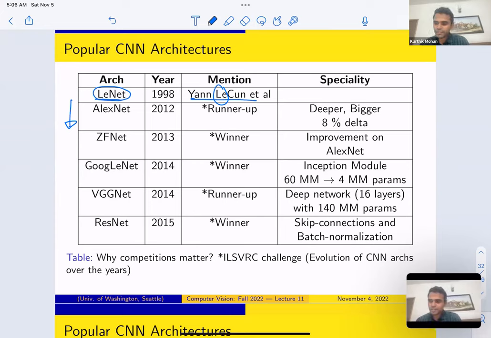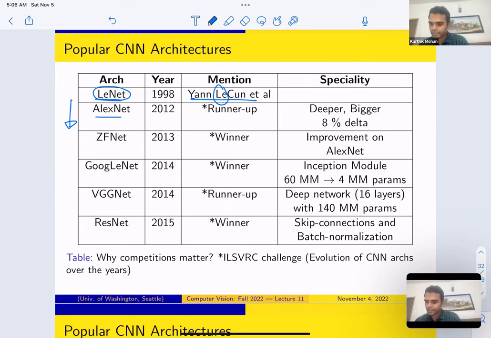But we didn't have the compute resources at that time. We didn't have GPU computation and all of that. We didn't have cloud storage, cloud computation, and so people didn't do much about it. It was just a proof of concept, and wasn't really implemented at a large scale. But all the subsequent nets that have come up have built on LeNet, right? And we'll take a look at that.